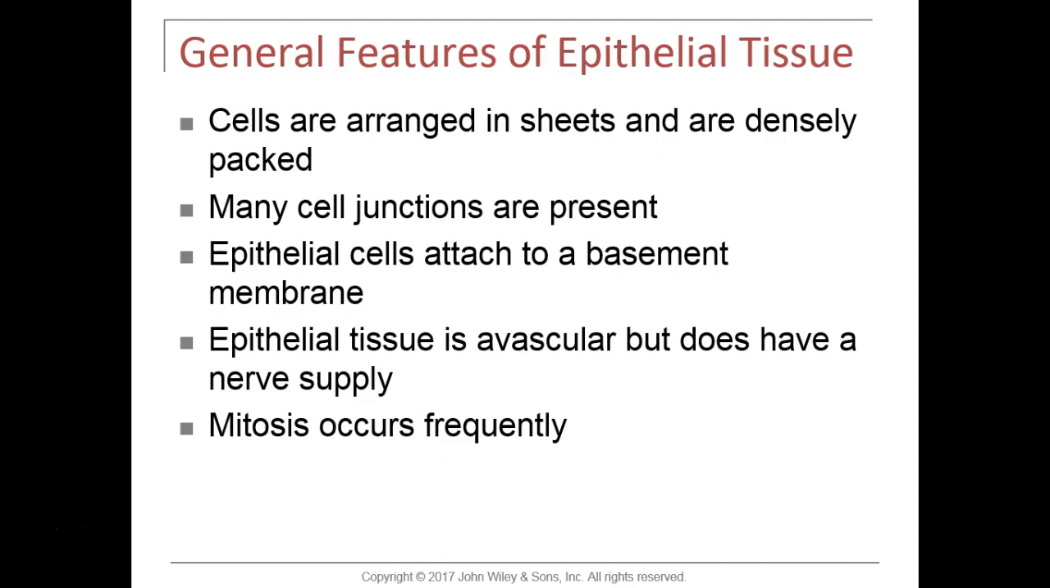Now, two very important characteristics of epithelial tissues are the last two bullets. Epithelial tissues, all of them, are avascular. That means they don't have any blood vessels that run between all of the cells of the epithelium. They do have a nerve supply that supplies them, though. And epithelial tissues divide. The cells divide quite rapidly via mitosis, which means they have a great capacity to regenerate.